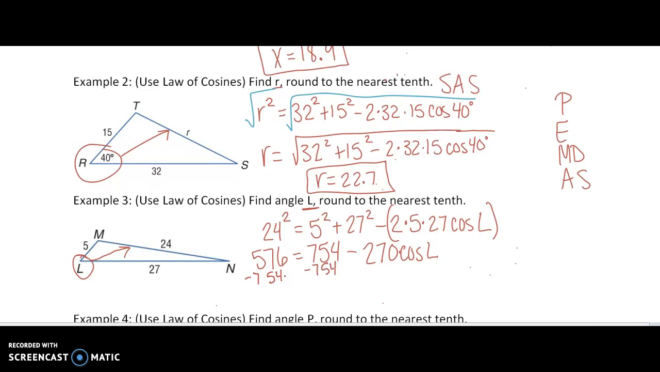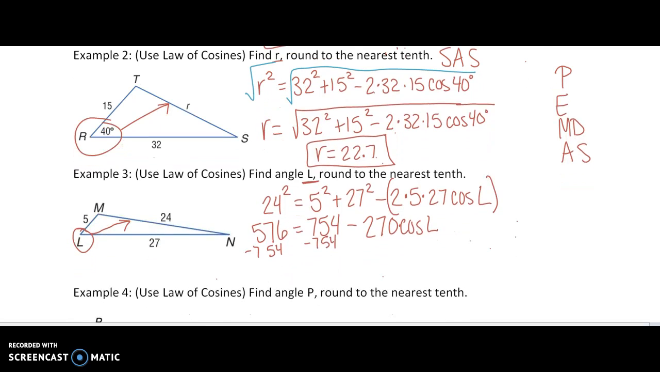And when I do that, let me scroll down just a little bit. When I do that, I get negative 178 is equal to that negative. So that negative comes from the minus right before 270, 270 cosine L. And remember, it's negative 270 times cosine L. So since those are multiplied, to undo multiplication, I think, oh, that is division. So I need to divide both sides by negative 270.